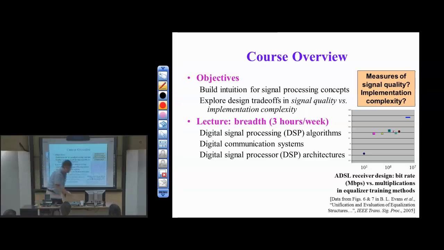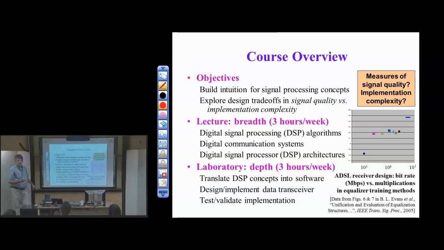The lab component is programming in C. You'll start in MATLAB, have some MATLAB code as reference, and then try to implement C code given a lot of the skeleton of the program. So you don't have to worry about initializing interrupts and all. All that'll be done for you. You just have to fill in the main part of the C code. So for the laboratory component, we'll translate DSP concepts into software. We'll design and implement a real-time data transceiver, and you'll test and validate that implementation. So here's an example, on the right here, of measuring signal quality and implementation complexity.